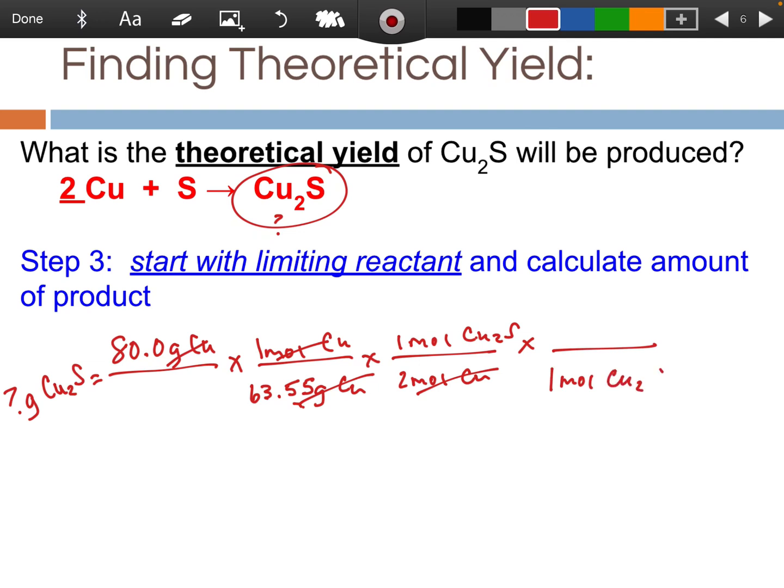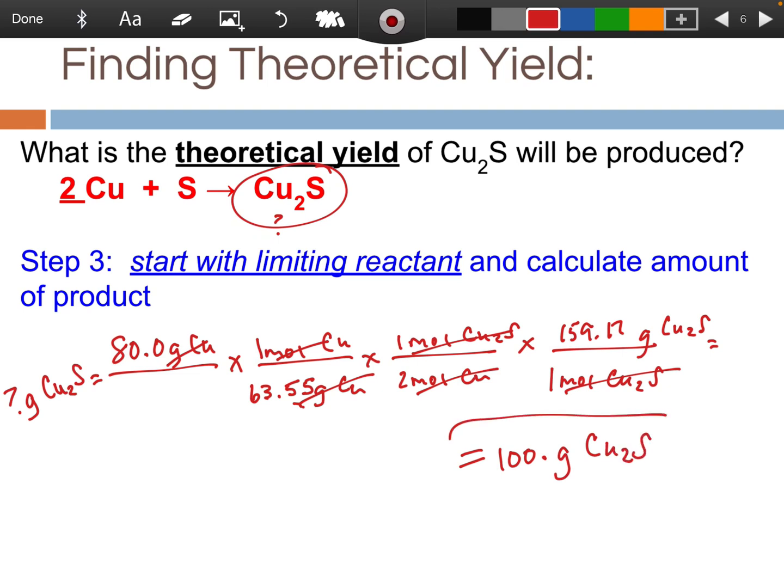In 1 mole of Cu2S, if we add up the molar mass from the periodic table, we get 159.17 grams of Cu2S in 1 mole. So again, you multiply the numbers across the top, divide by the numbers along the bottom, and we end up with 100.185. So we would have 3 sig figs, so we're going to do 100 with a decimal, grams of Cu2S.